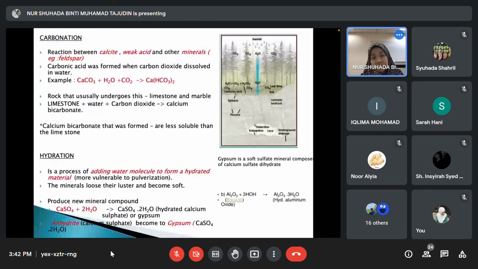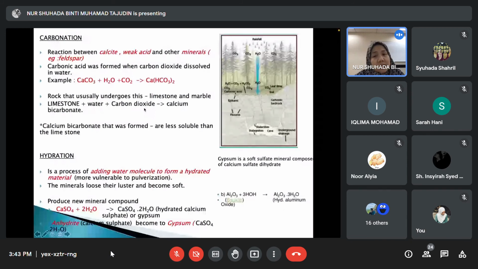composition will change. For example, carbonation is the process of reaction between calcite, meaning a source of calcium carbonate, plus water and also carbon dioxide, forming a mineral. The rocks that usually undergo this are limestone and marble. So limestone plus water plus carbon dioxide will change into another type, which we call calcium bicarbonate.